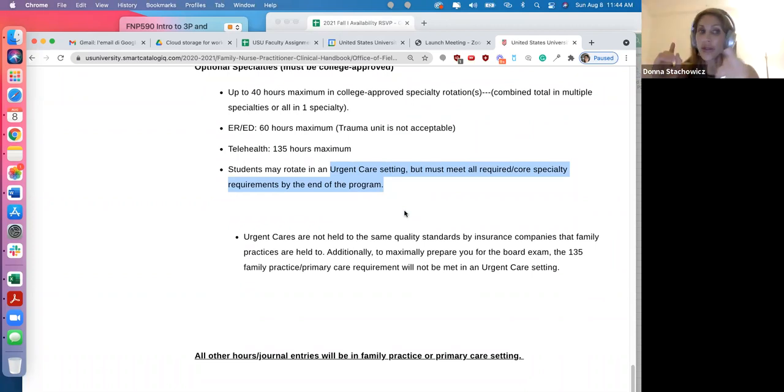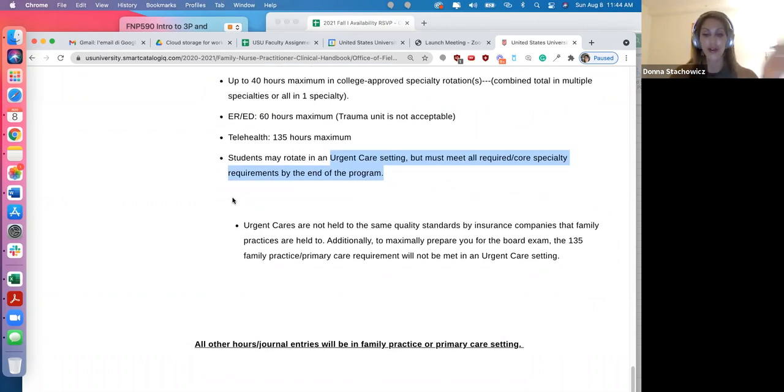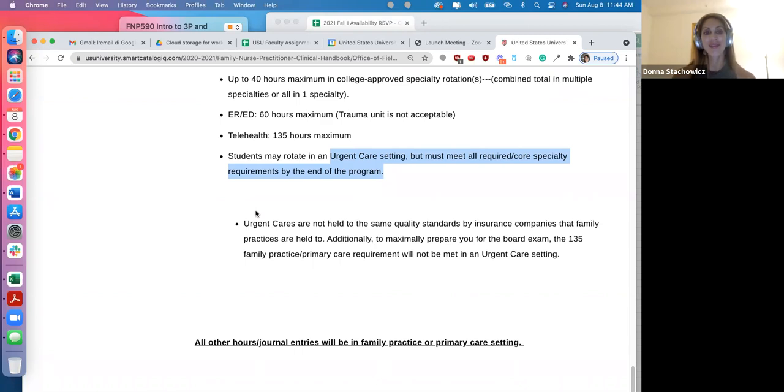A lot of urgent care centers just don't take pregnant women. They don't take children under the age of 3. It just depends on the urgent care. So you will be really losing out if you only do an urgent care. Well, you can't, you have to have one, but if you mostly do an urgent care.